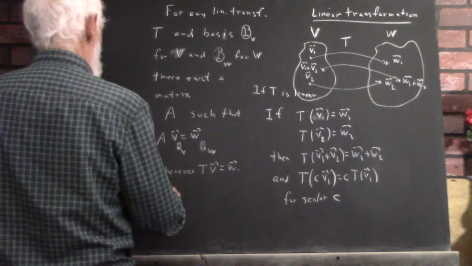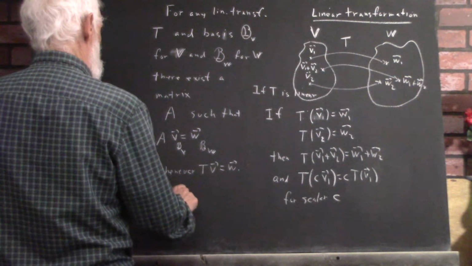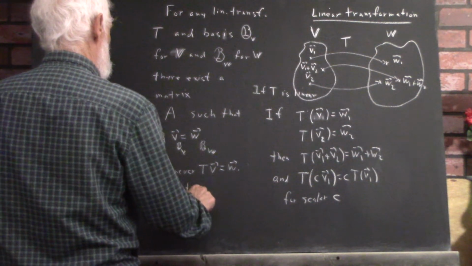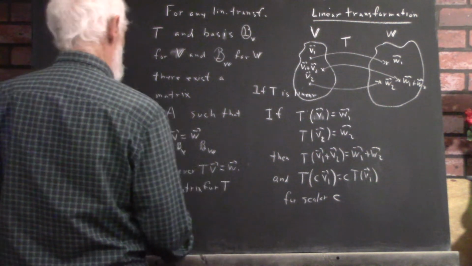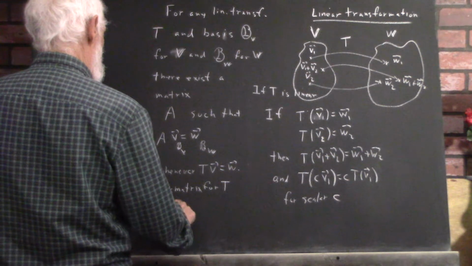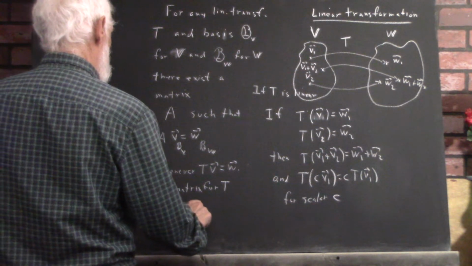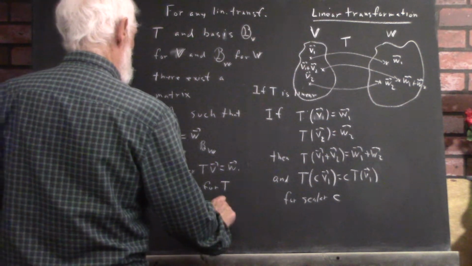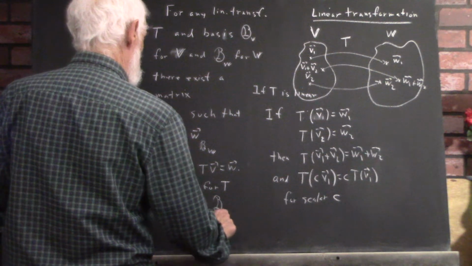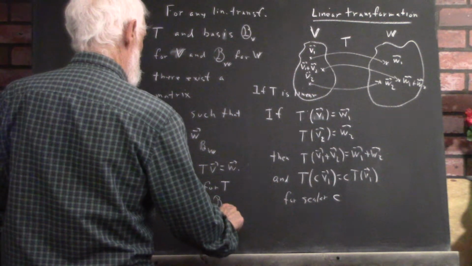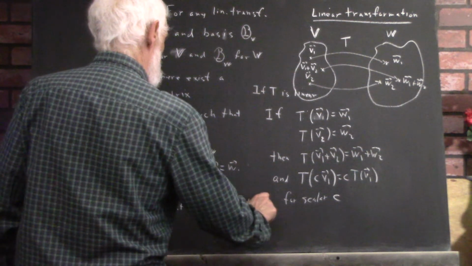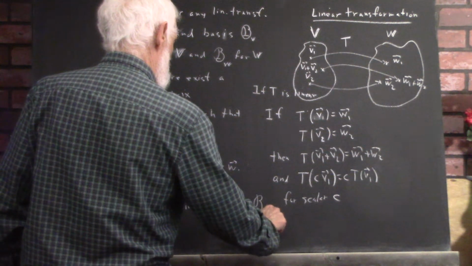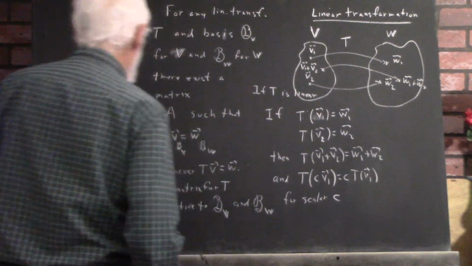So A is a matrix for T relative to B sub V and B sub W.